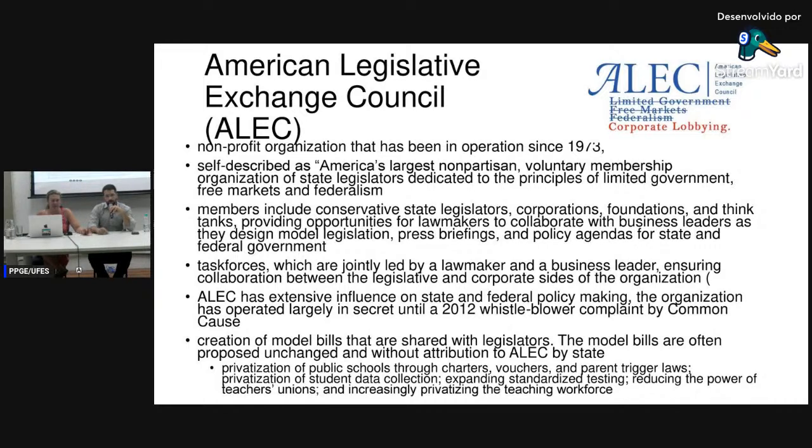Expanding standardized testing. Expansão de exames estandardizados. And reducing the power of teachers' unions. Redução do poder dos sindicatos. And increasingly privatizing the teacher workforce. E o crescimento do trabalho docente privatizado.